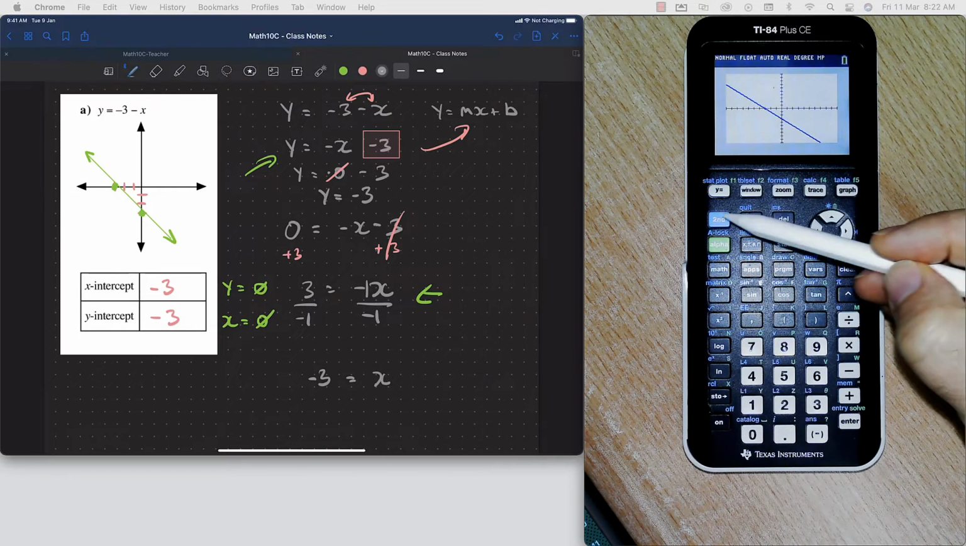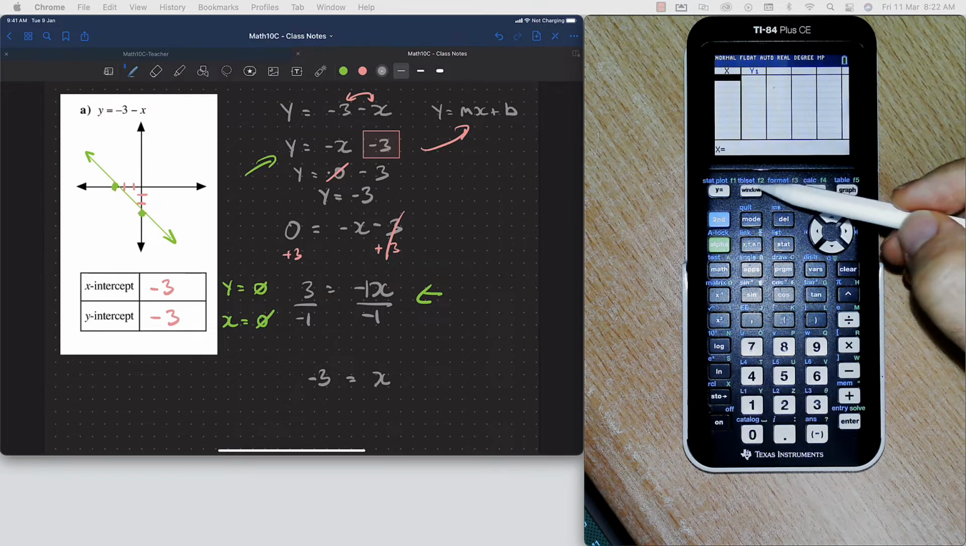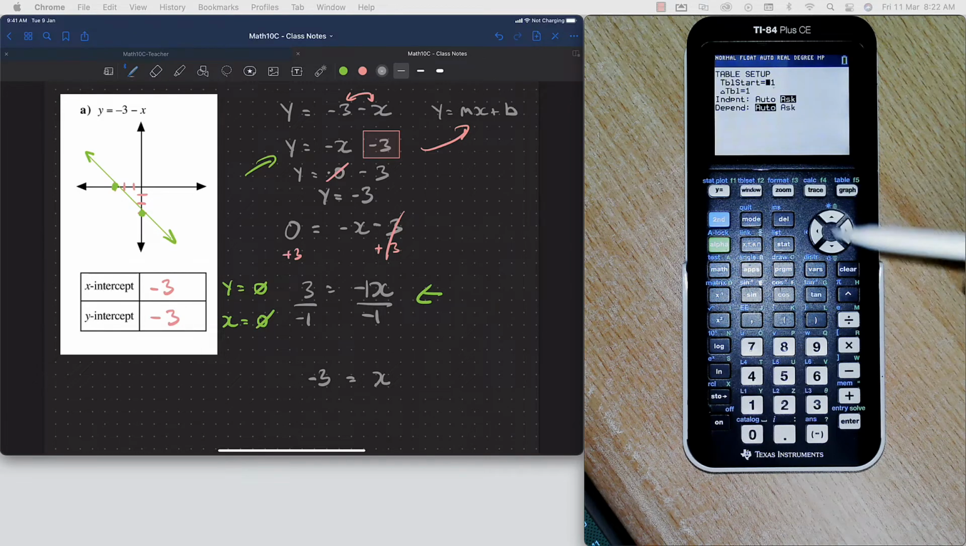Now you can go to second table. And in this case, I'll just delete both these values right here. And remember what I showed you. You can go to table set and actually set the independent to auto.